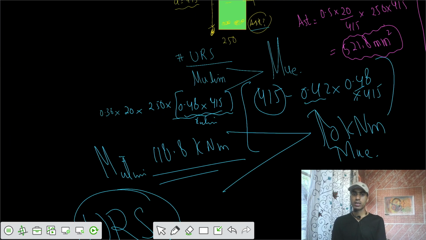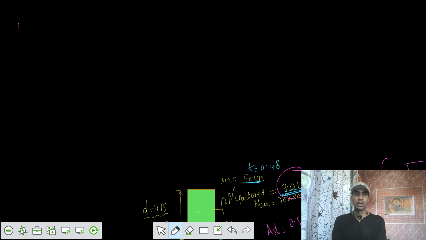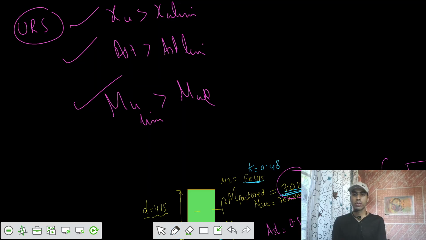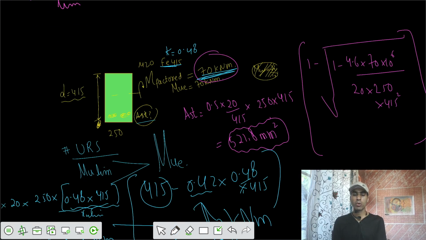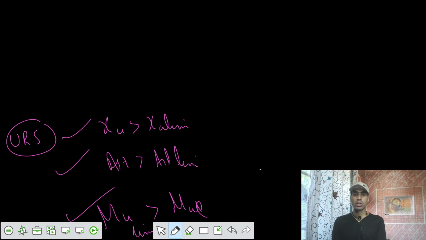Second approach is that if I want the under-reinforced section, for that I can solve by this way, or I can solve by this way also. So I can solve by either of the ways. I have solved by Mu limiting should be greater than Mu external. You can solve by Xu limiting way also. Let's try to see how.